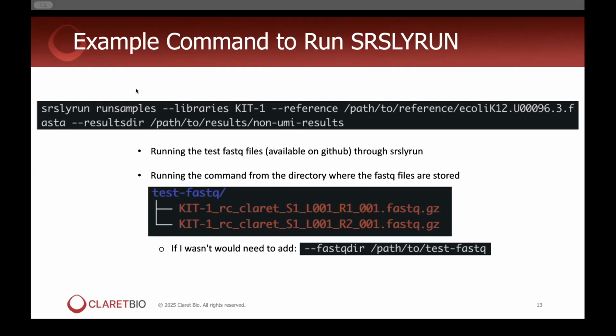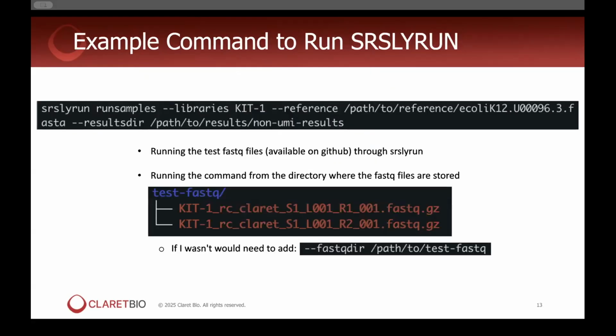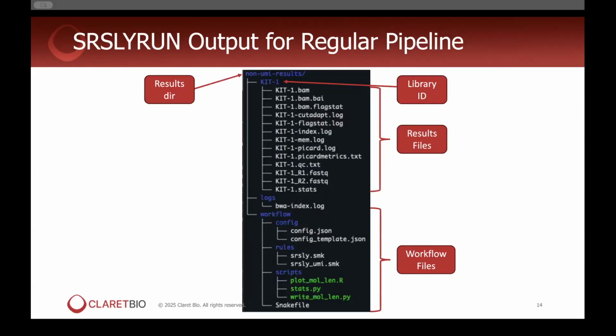And then next we'll be going over the files generated by srslyrun and what they look like in your example results. It's important to see here, as I mentioned before, let's go back to this really briefly, the results dir is this non-UMI results, libraries is kit1, and then the ultimate structure for the output of this data will be all of the library results beneath that results directory, which as you remember, was non-UMI results. And then for every library, there will be a directory with the library ID that contains all of the results beneath that that are all prefixed by the library name.